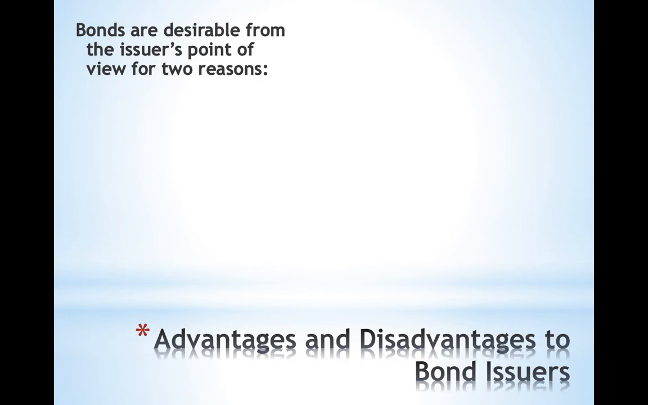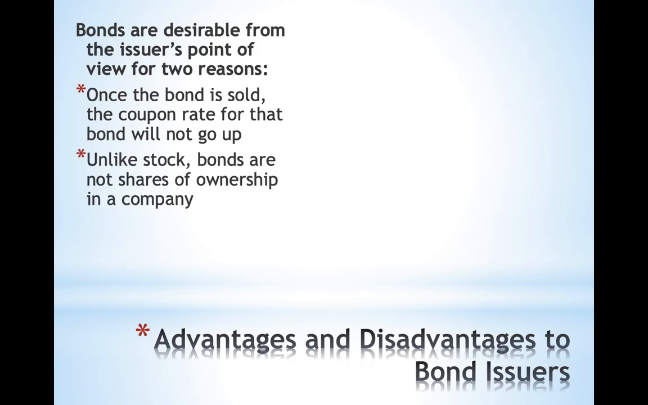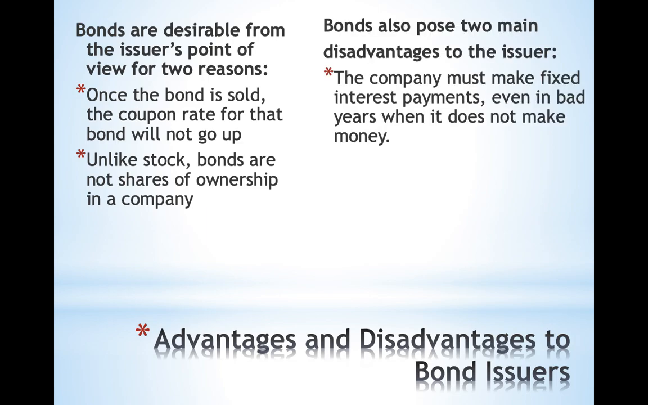So, disadvantages and advantages. Once the bond is sold, the coupon rate will not go up. So if you signed up to get 5% interest, that will not change. That will stay the same the entire time. And when you're getting a bond, you're not buying a percentage share of that company. You're actually just giving money as a loan, and then they're going to pay you back. A stock is where you own a specific percentage of a company.